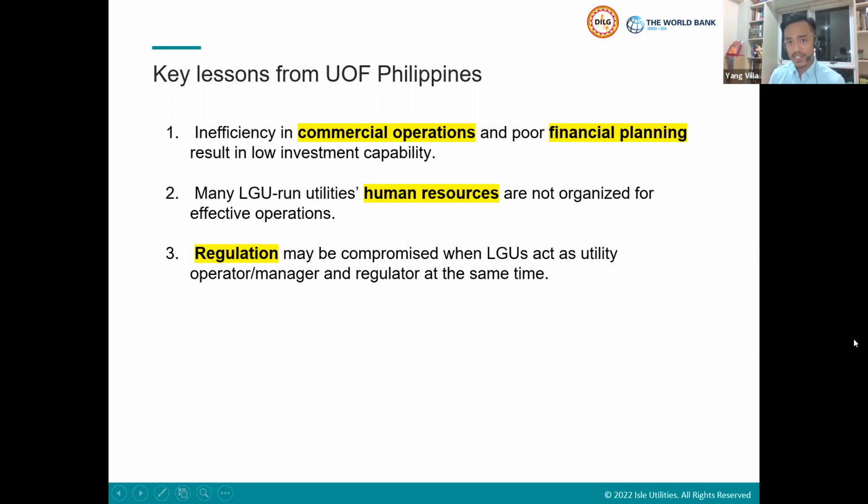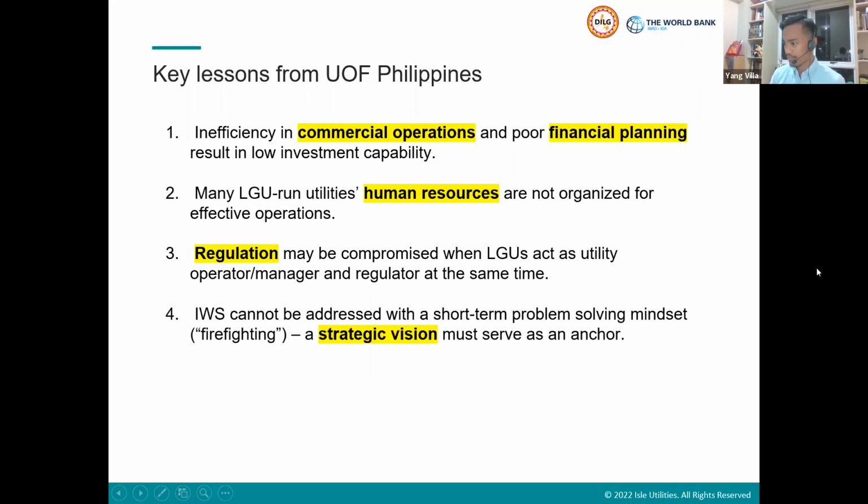Hopefully, with changes in Philippines laws and the creation of a Department of Water or the Water Regulatory Commission, this kind of problem will be addressed.